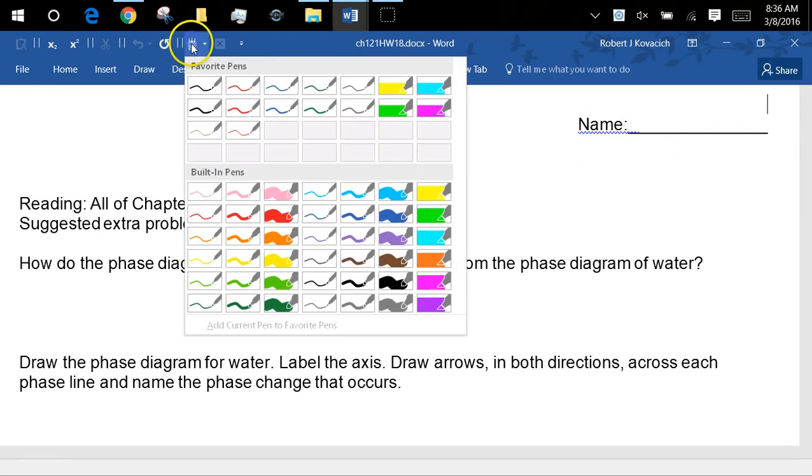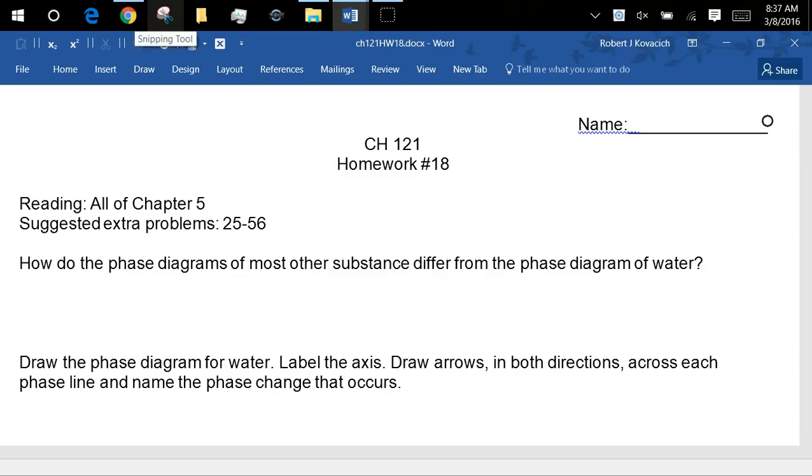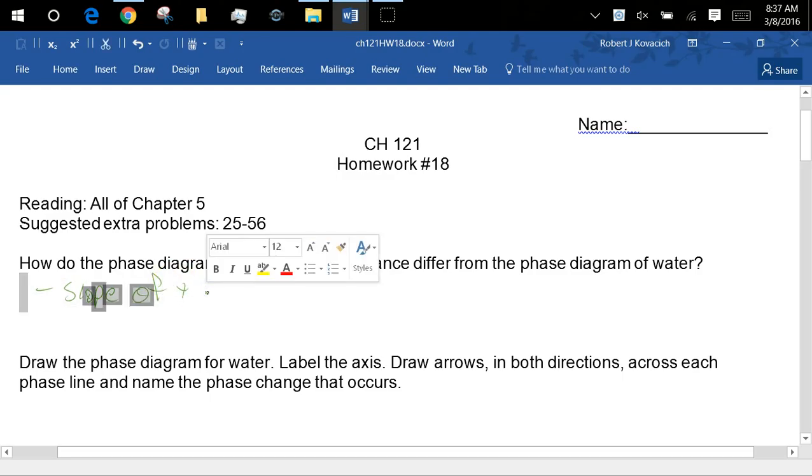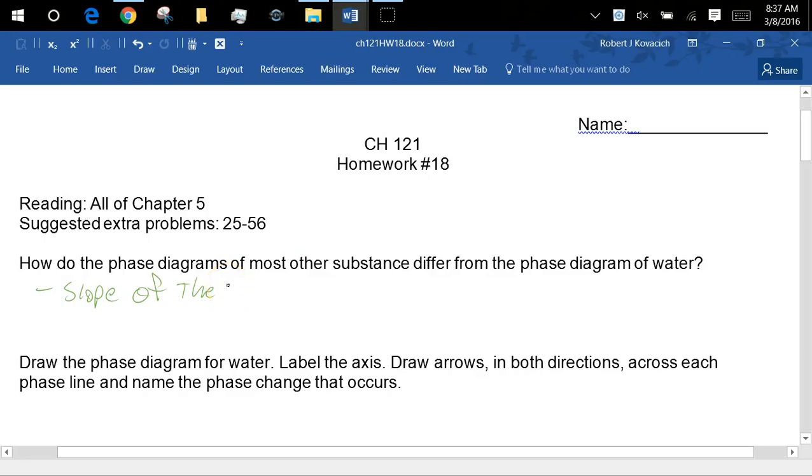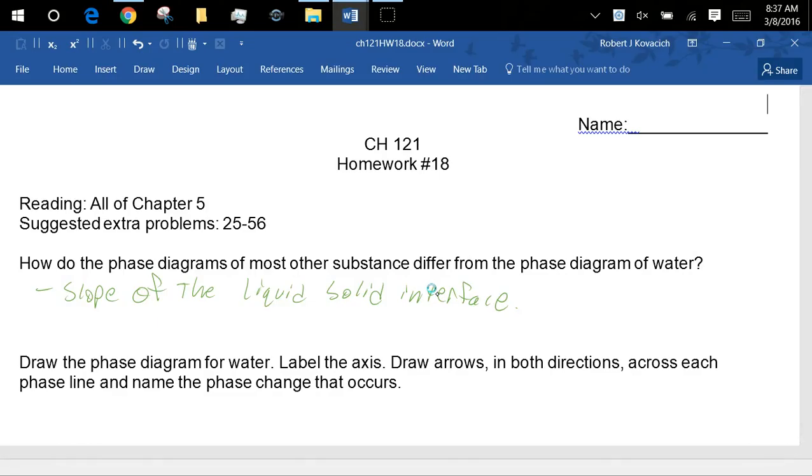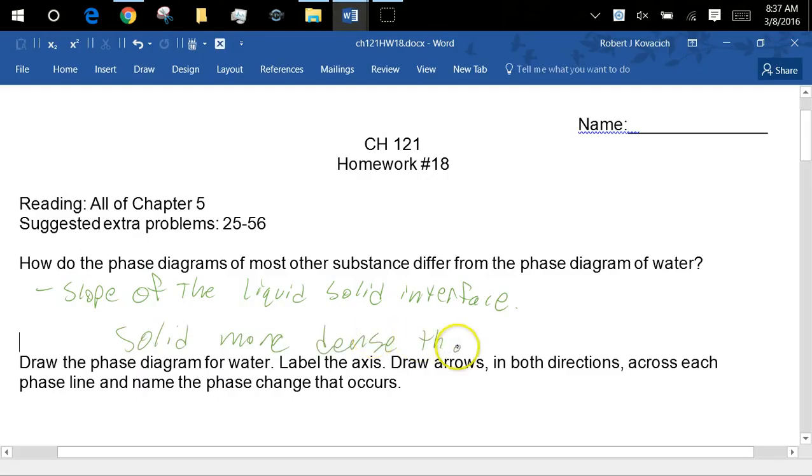Okay, so what's different about water's phase diagram? There's a negative slope. Great. What implications does that have? It allows ice to float. Okay. Do we know what the temp where it's most dense is? Yeah, 4 degrees Celsius. All right.